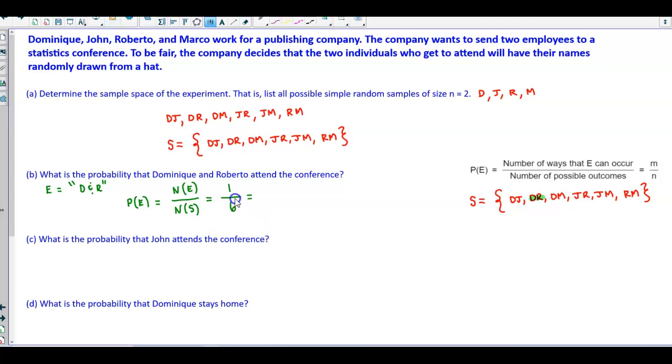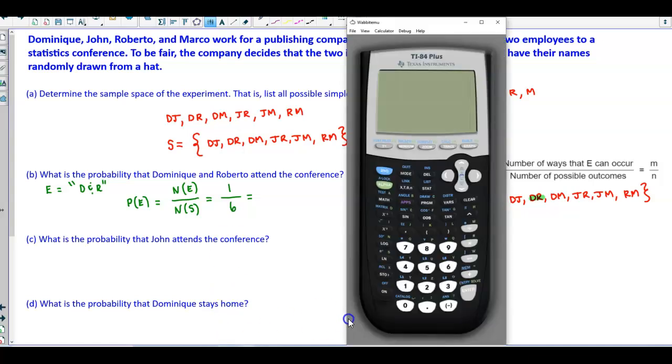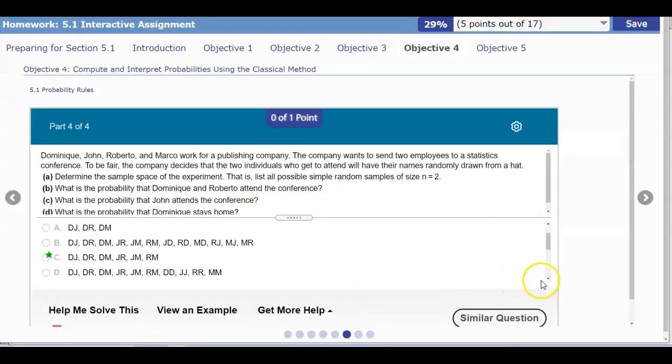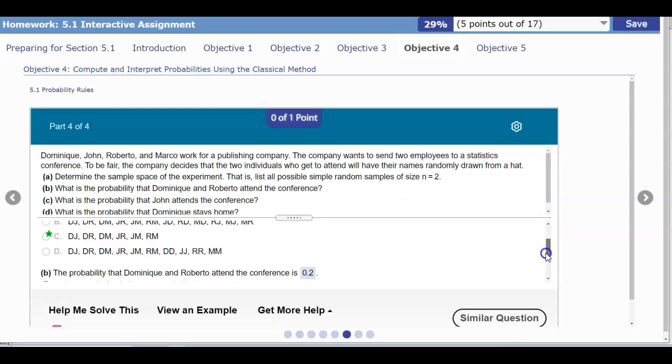Now we want to round this to 1 decimal place. 1 divided by 6 is 0.16 repeating, and this 6 is going to round the 1 up. So that means we get 0.2 as our probability. So we end up getting 0.2 for the probability that Dominique and Roberto attend the conference.